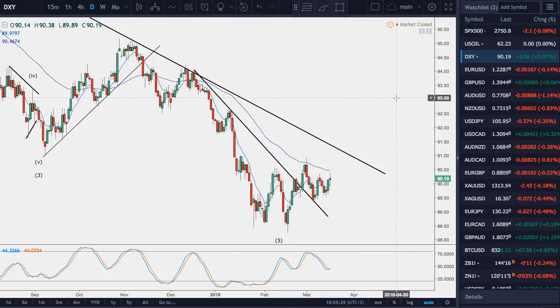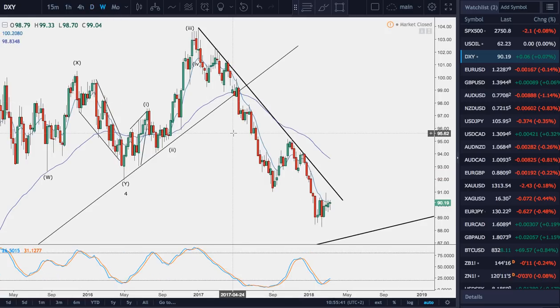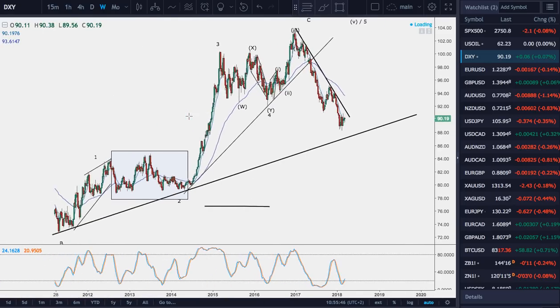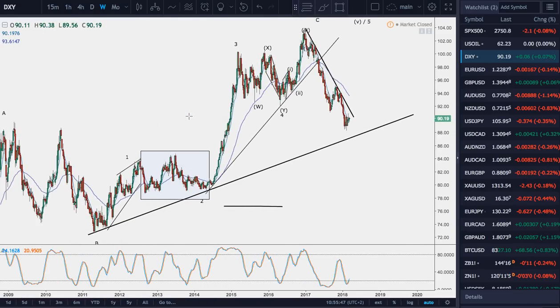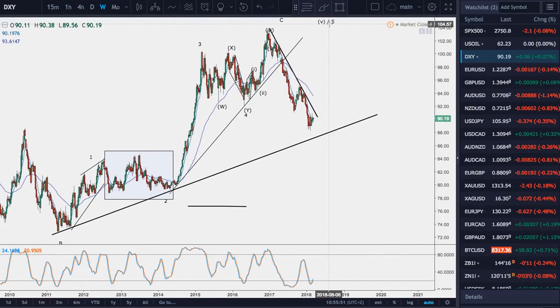But overall, generally, I want to give the dollar the benefit. My view is dollar bullish in 2018 and probably 2019, because there is a completed pattern here. Now, in the long term, it's dollar bearish. But in the medium, near term, well, 2018, 2019, it's dollar bullish.